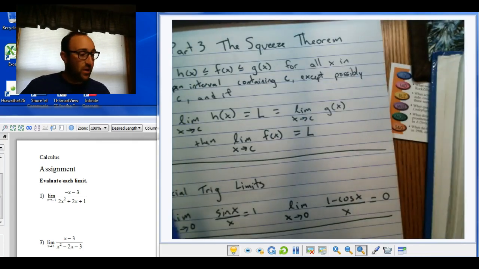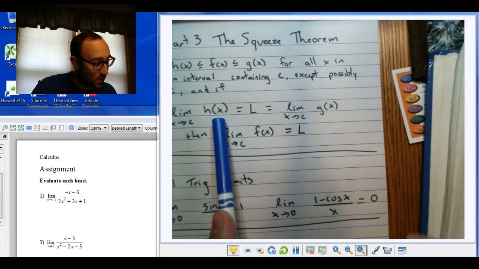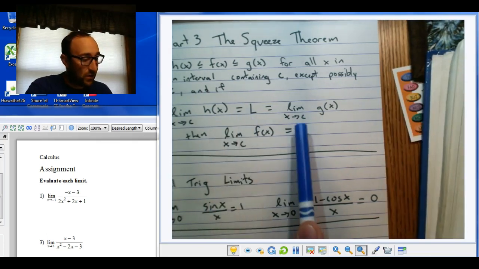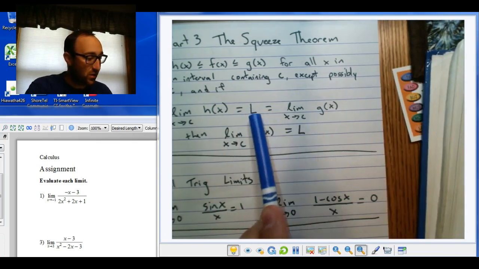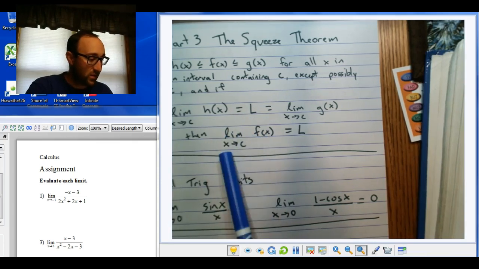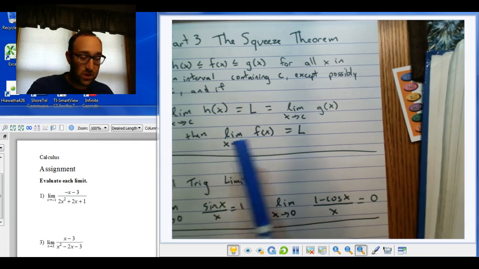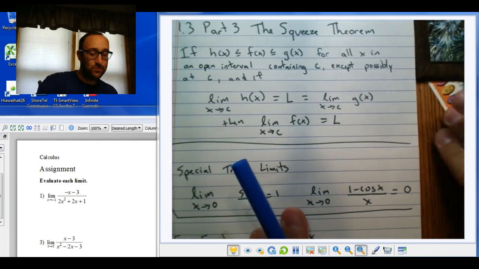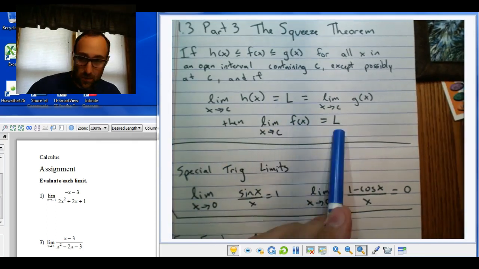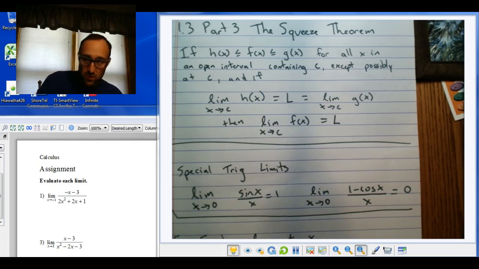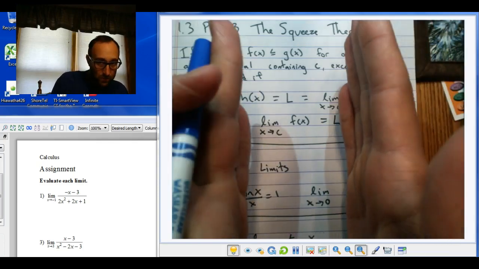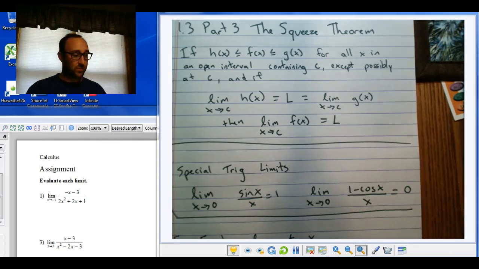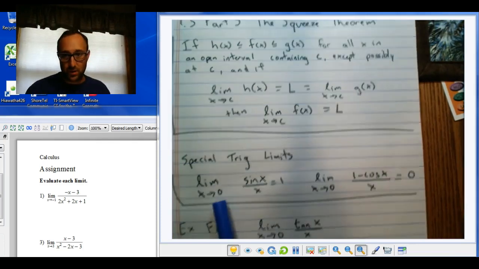So let's look. The limit as x approaches c of h of x is L, and the limit as x approaches c for g is also L, and that means the limit for f of x as x approaches c is also going to be L. So no matter what happens, if it's in between, the limit will be the same as both of them. Kind of makes sense. The squeeze theorem: as you squeeze together, if f is in between, they're going to be the same thing.